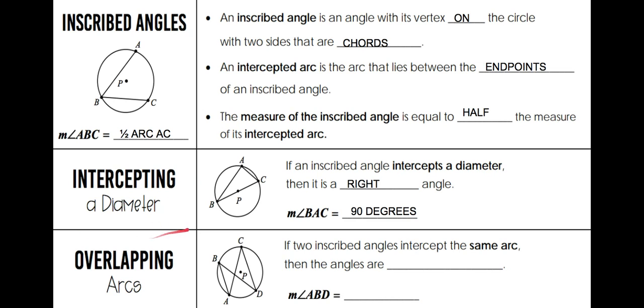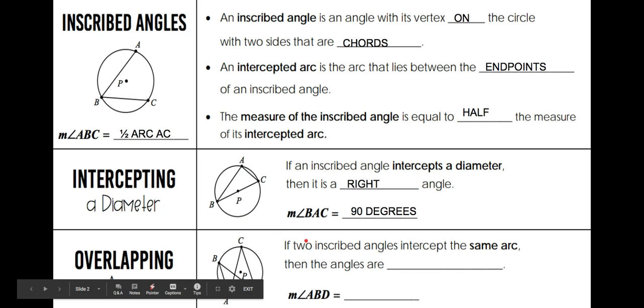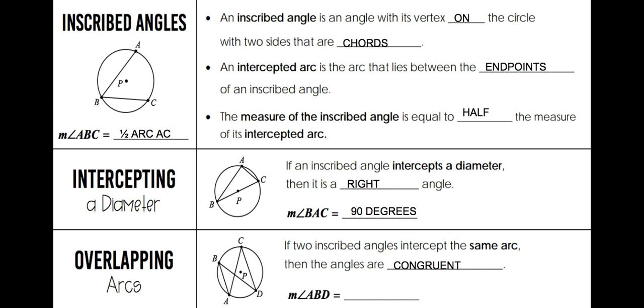This only happens when it's a diameter, okay? If I take the angle, and the endpoints are on the diameter, just like I'm doing now, that means this is a right angle, okay? If two inscribed angles intercept the same arc, then the angles are congruent, okay?